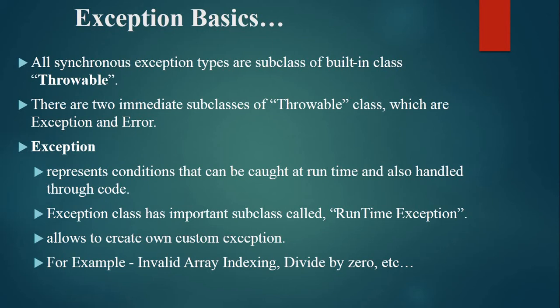So here we have multi-level inheritance. Throwable has subclass Exception and Exception has subclass RuntimeException. That allows us to create our own custom exceptions also. In the Exception subclass we can create our custom exceptions. For example, invalid array indexing, divide by 0, etc.